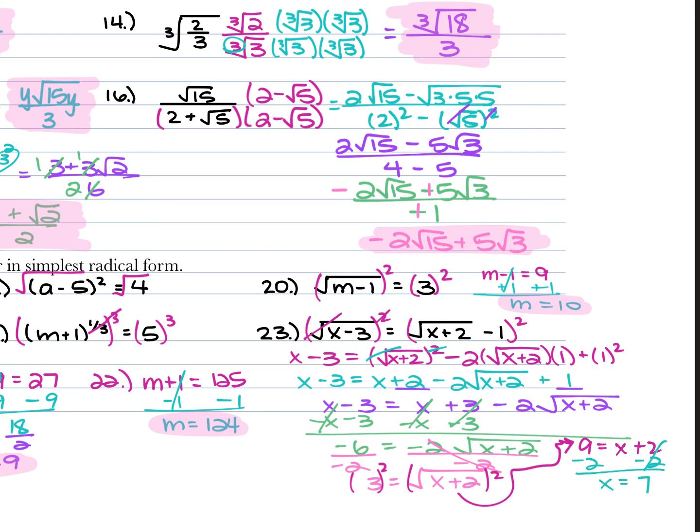Check this. 7 minus 3 is the square root of 4. That's 2. 7 plus 2 is 9. The square root of 9 is 3 minus 1. That's 2. That gives you a true statement. So that x is equal to 7 is your answer.